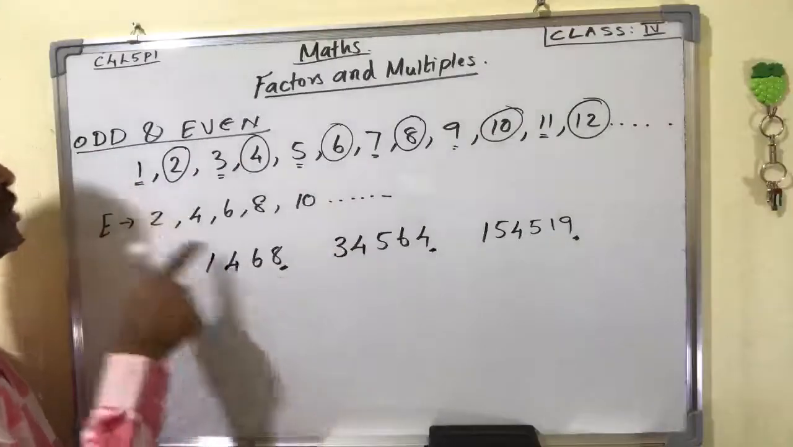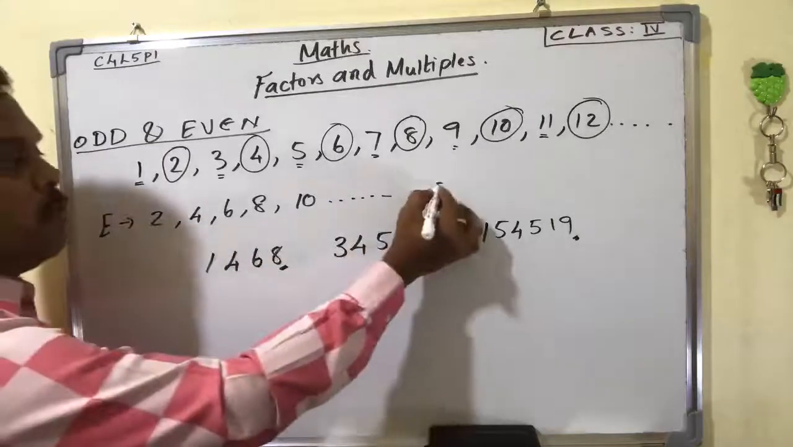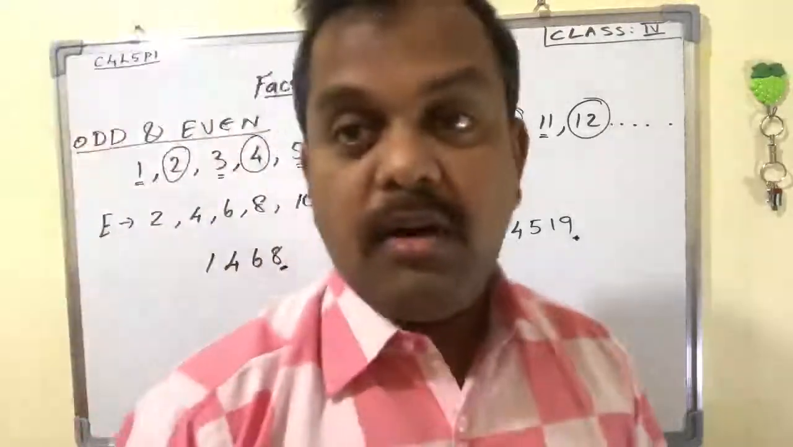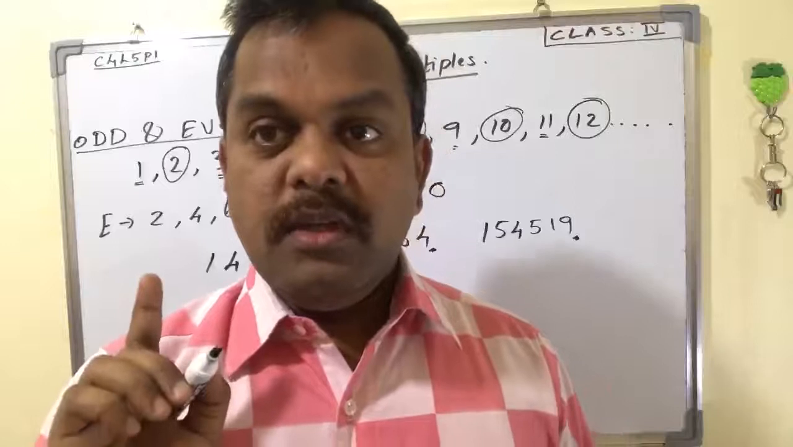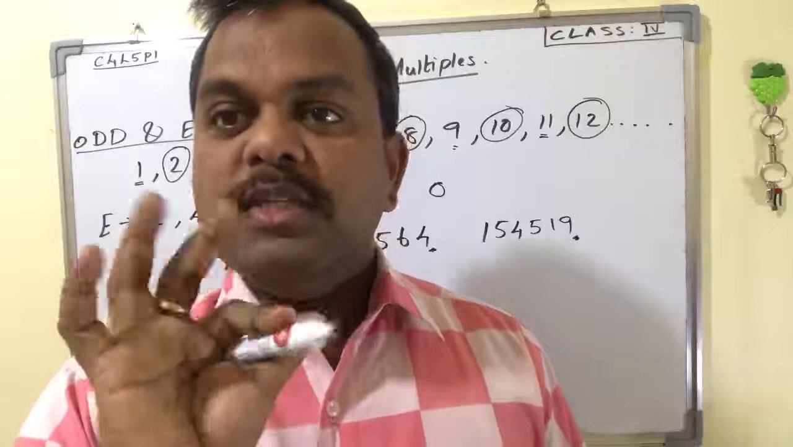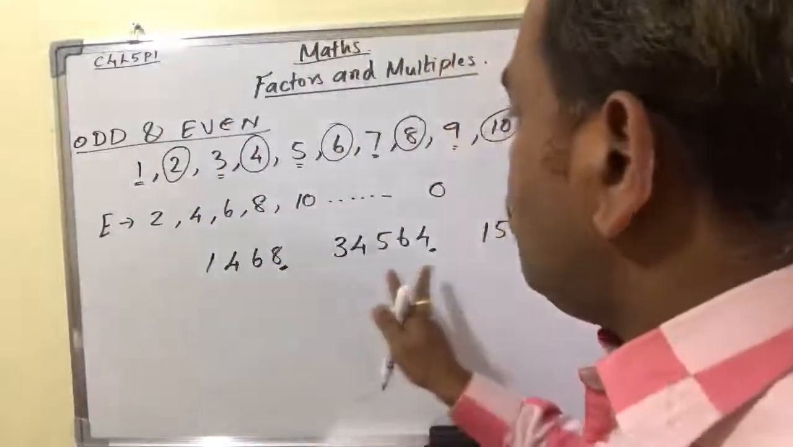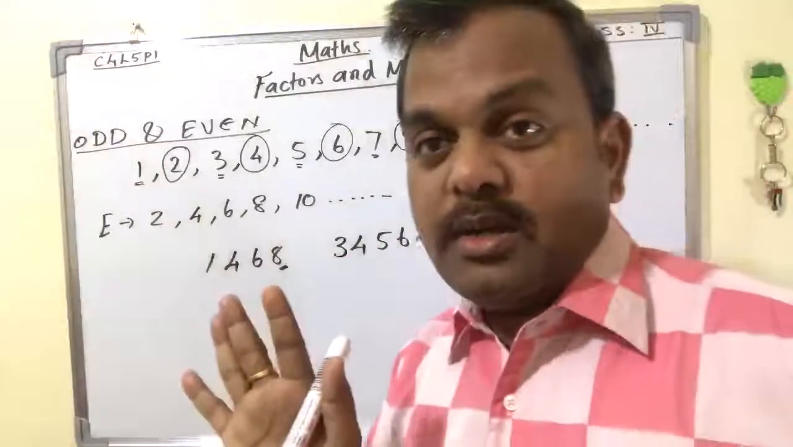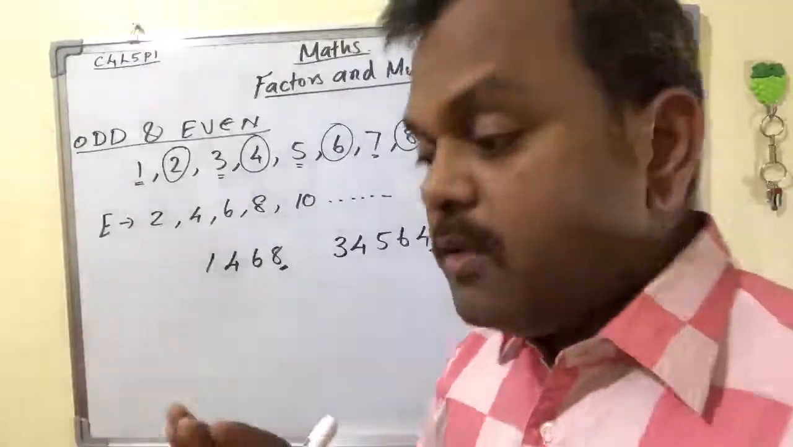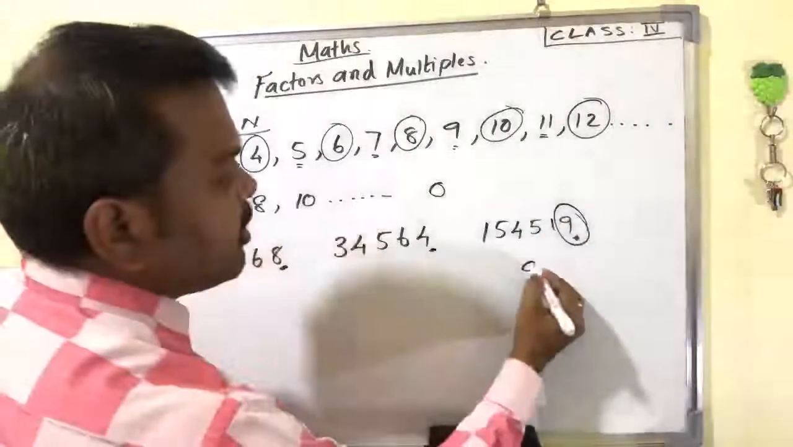If in the ones place there is 2, 4, 6, 8 or 0, those numbers are called even numbers, because they are multiples of 2. If it is not there, look here, 9. This is an odd number.